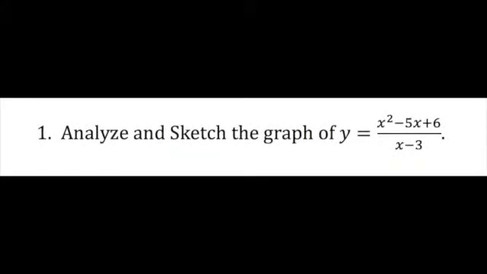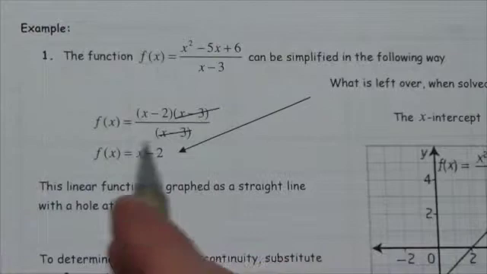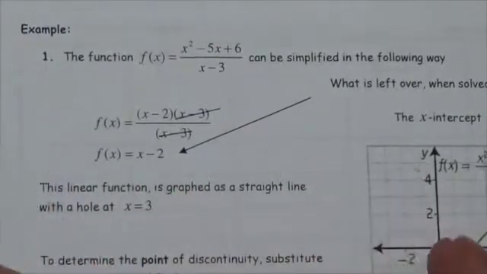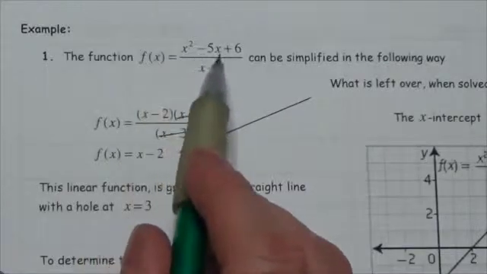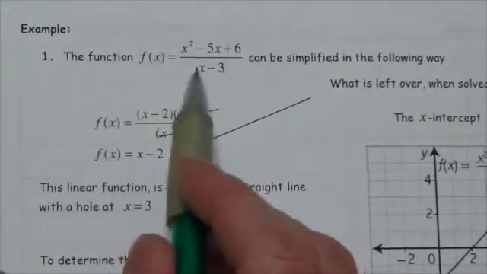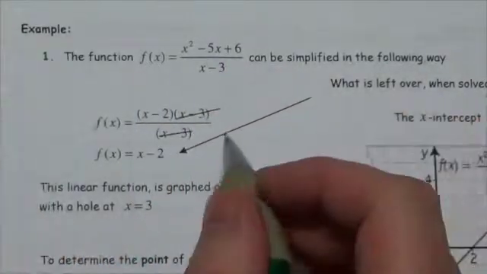Analyze and sketch the graph of f of x equals x squared minus 5x plus 6 divided by x minus 3. Okay, so we're going to start by just walking through an example together here. The function f of x is equal to x squared minus 5x plus 6, divided by x minus 3. There's my rational. But we can simplify it like this.